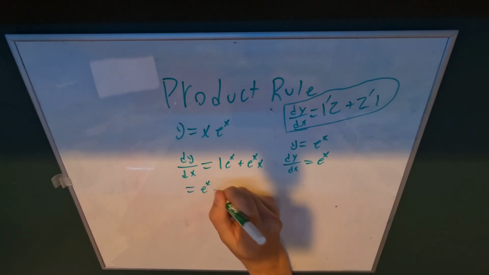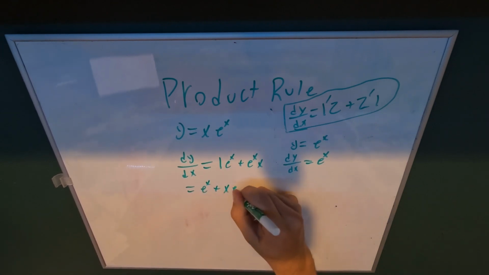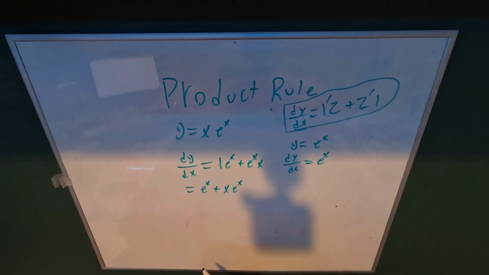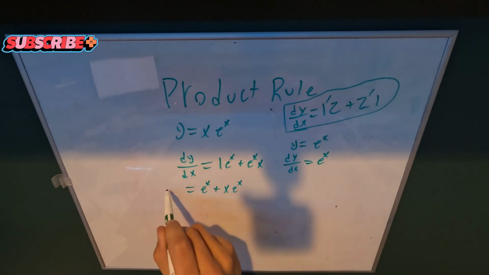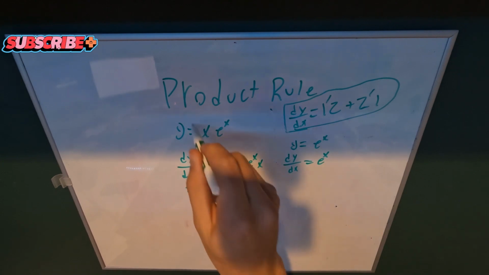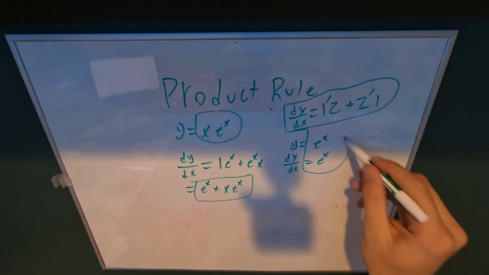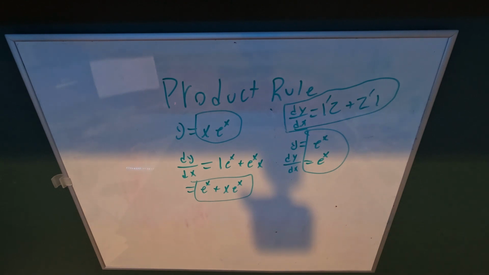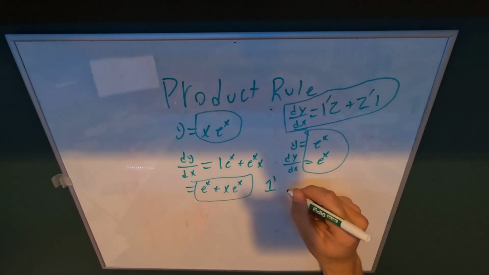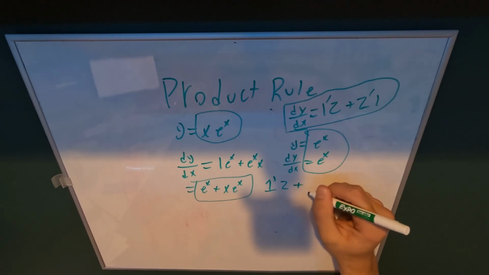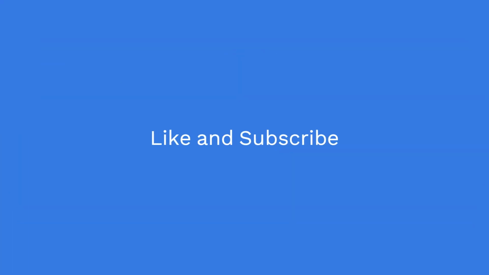So your final derivative is e to the x plus x e to the x. If you look at it, you're just adding e to the x. So that's your derivative. We love e to the x, because it's nice and easy. Anyway, that's how you do product rule. Just remember, the derivative of the first times the second, plus the derivative of the second times the first.